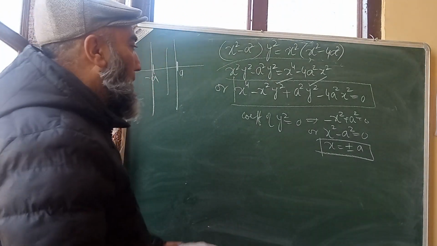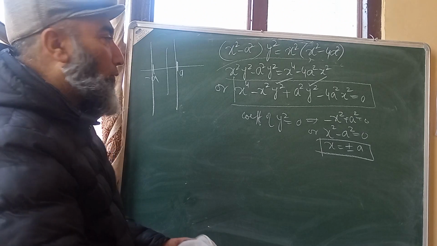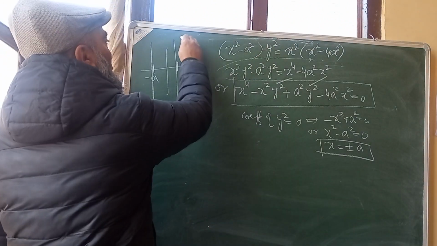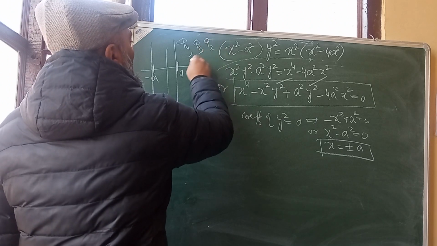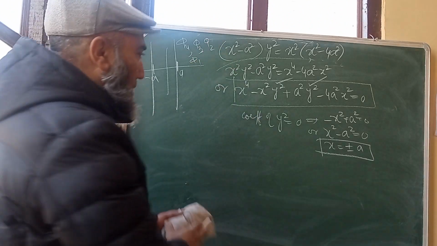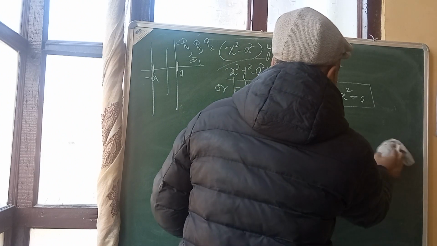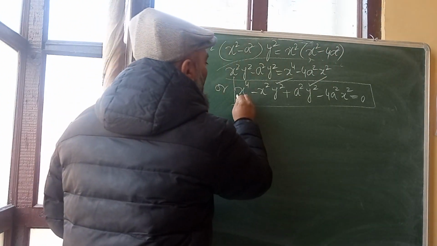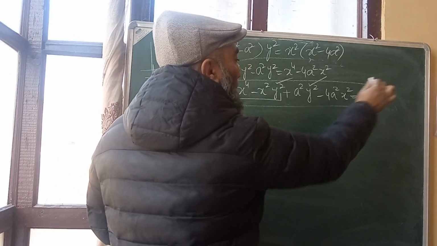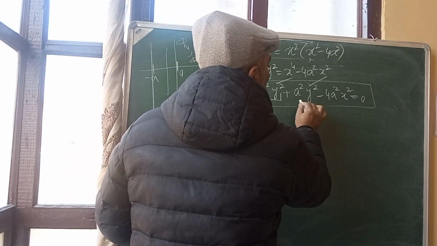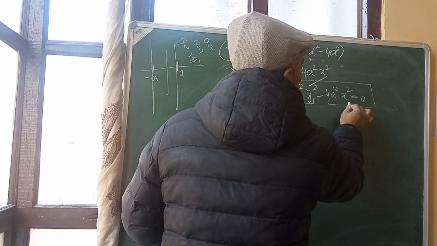Let us find them. Now for oblique asymptotes, what do you have to find? This is a 4th degree equation. You have to find phi 4, phi 3, phi 2, phi 1. See, these are the terms having 4th degree: x4, x square y square. There is no cubic. This is 2nd degree, phi 2.